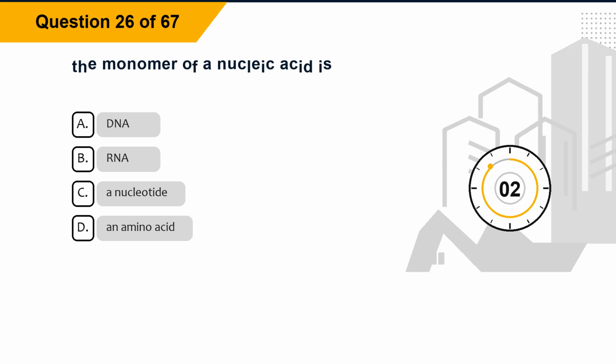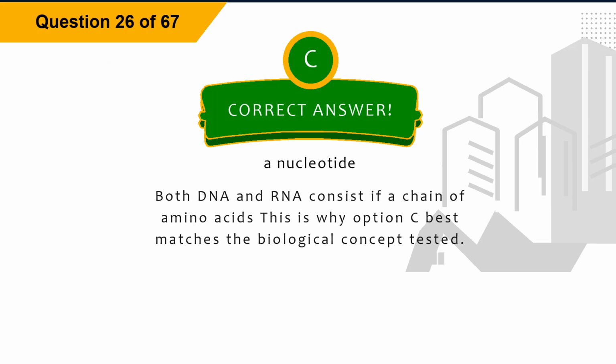D, an amino acid. The correct answer is option C, a nucleotide. Explanation. Both DNA and RNA consist of a chain of amino acids. This is why option C best matches the biological concept tested.